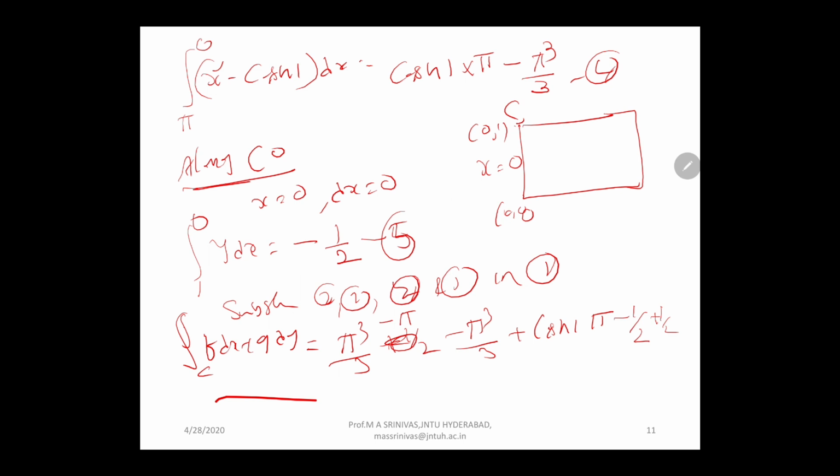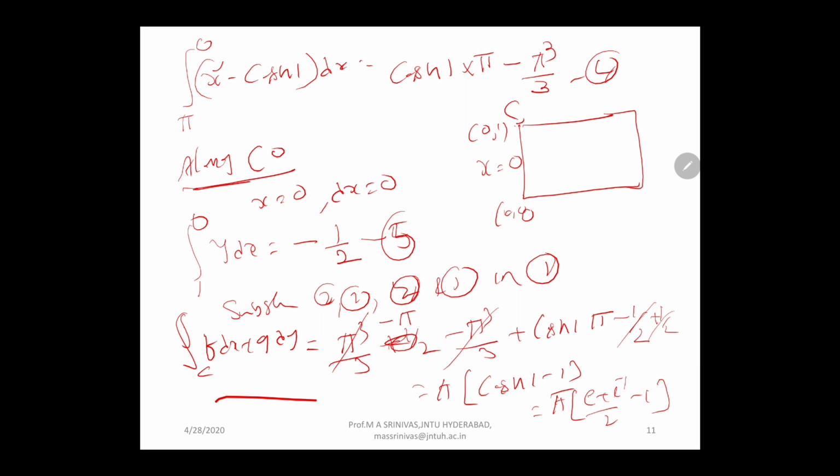So if I simplify this, plus half minus pi cube by 3, for these two, if I take pi common, it is cos h1 minus 1. This is pi times cos h1 minus 1, which is e plus e power minus 1 by 2 minus 1. This is what I got for RHS also. So LHS and RHS are the same. Therefore, the line integral and the double integral are the same. That means Green's theorem is verified.